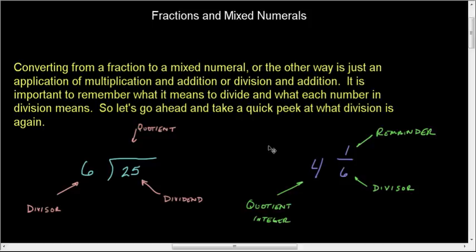It is important to remember what it means to divide, because how you divide is going to tell you exactly how to convert. So we're going to take another quick look at division and what it means for us.